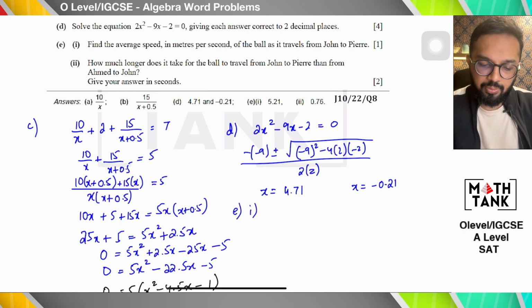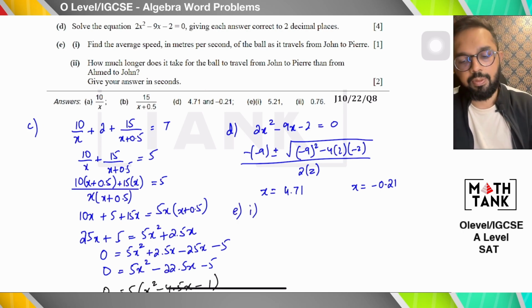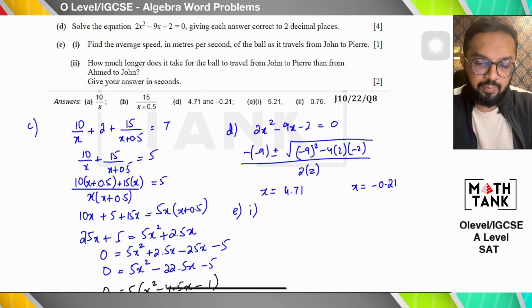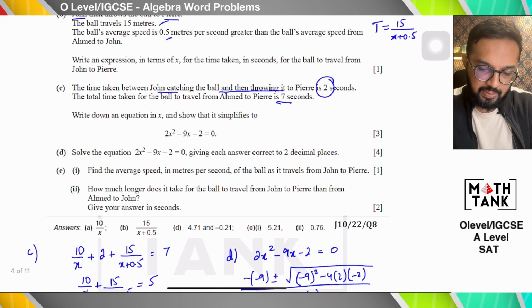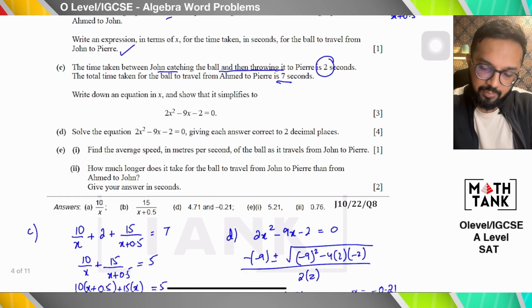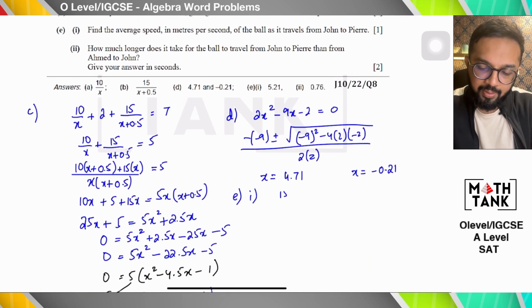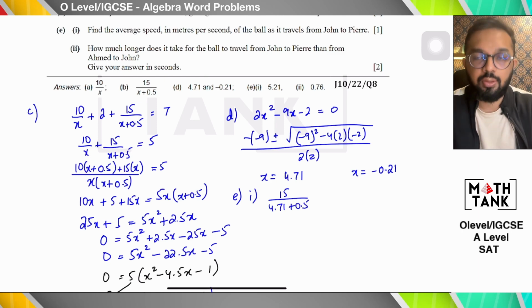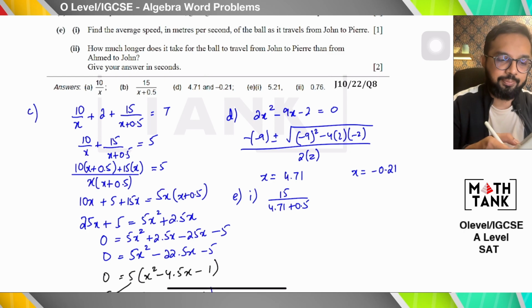Okay, then E part 1, find the average speed in meters per second of the ball as it travels from John to Pierre. So when is it going from John to Pierre? It was at this instant. So John to Pierre was 15 over x plus 0.5. So 15, now again, it's obvious that I can't use the negative value. Why? Because speed cannot be negative.